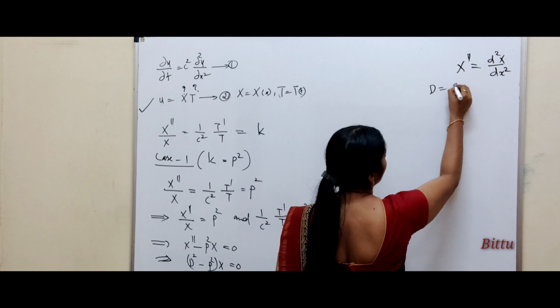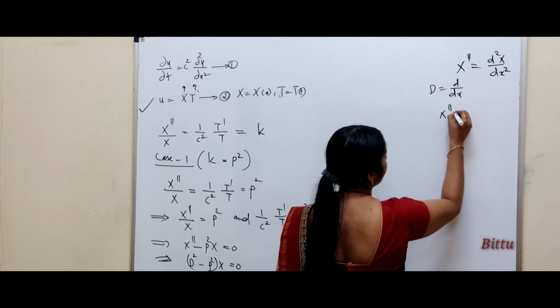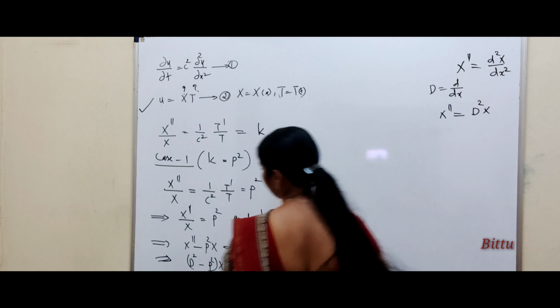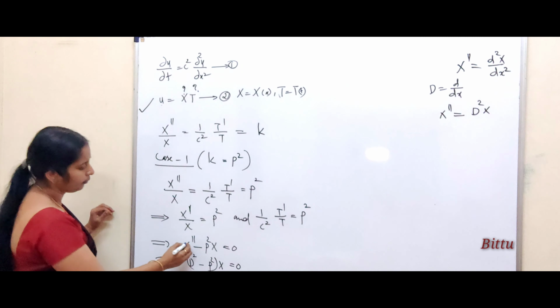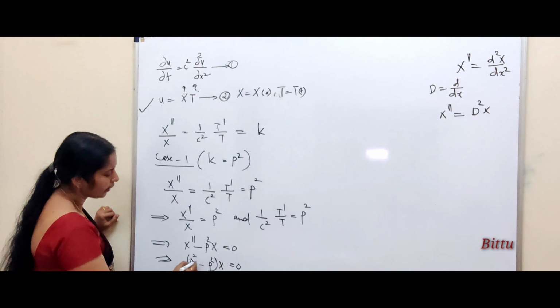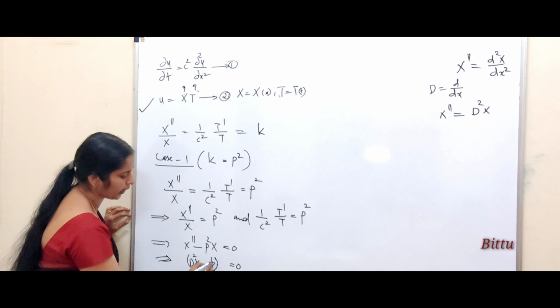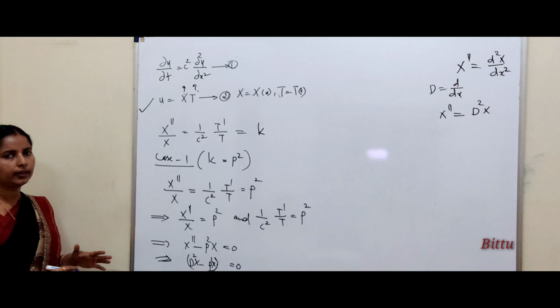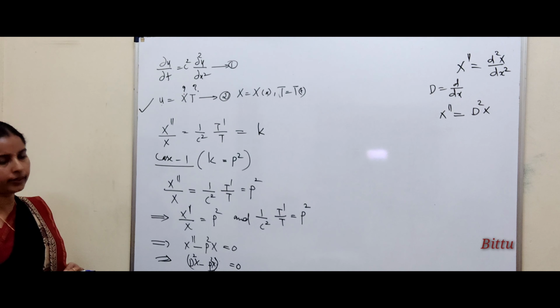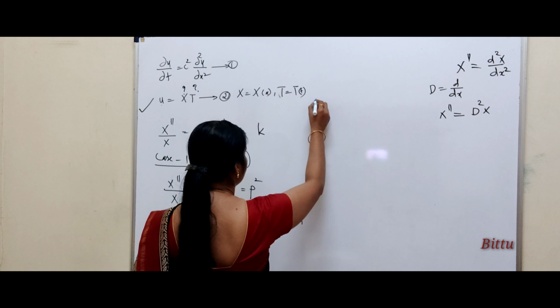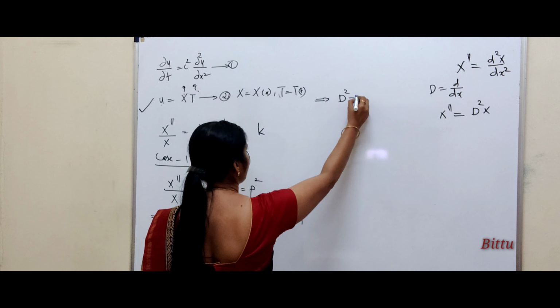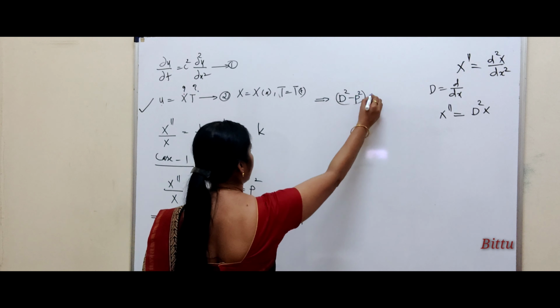You denote d by dx by capital D. So here, X double dash is D square X, so I replaced X double dash by D square X. D square X minus p square X equal to 0. You take the common factor X outside, so it is D square minus p square into X equal to 0. Its auxiliary equation is m square minus p square equal to 0. You find the values of m equal to plus or minus p.